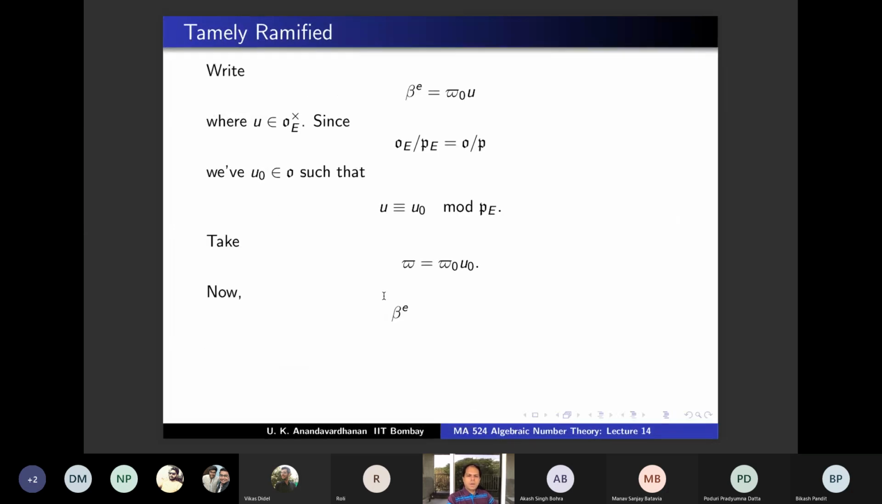So now beta power e is pi naught times u, but u mod P is u naught, so it is pi naught u naught plus something in PE. You can write it as pi naught u naught, which is pi, plus something in PE, and something in PE you can write as pi times x, where x is in PE.